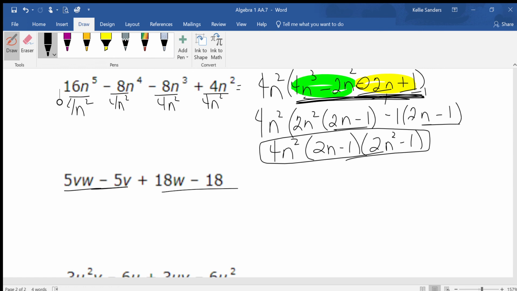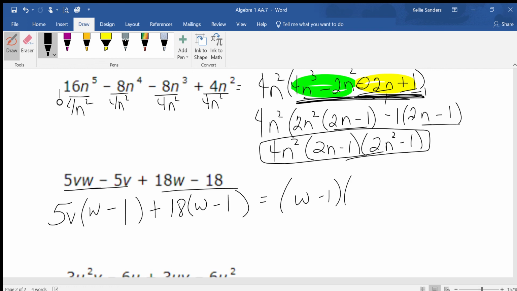So what can I take out of 5W and 5V? A 5V. So that means I'm dividing everything by 5V. So that means I have the W left and the V is 1. I'm going to bring plus 1 down. We're going to bring 18 down to 18. So I'm dividing by 18 and a W minus 1 is left. So W minus 1 and 5V plus 18.